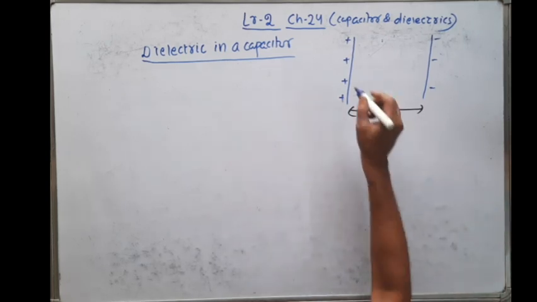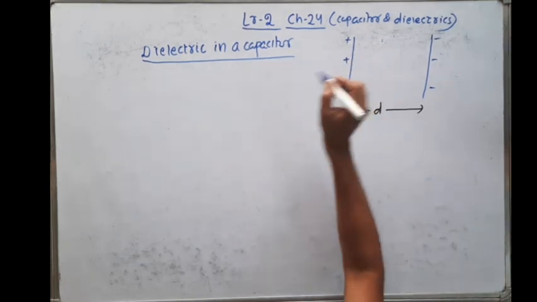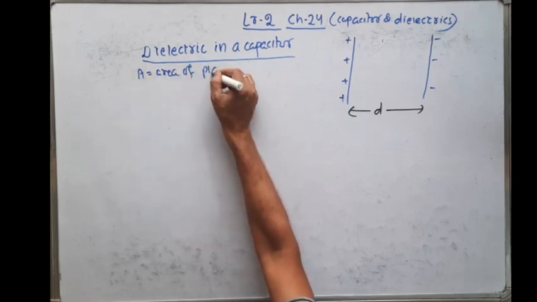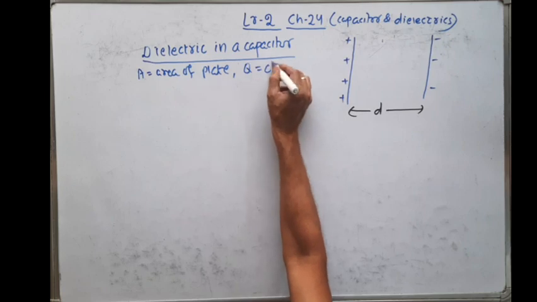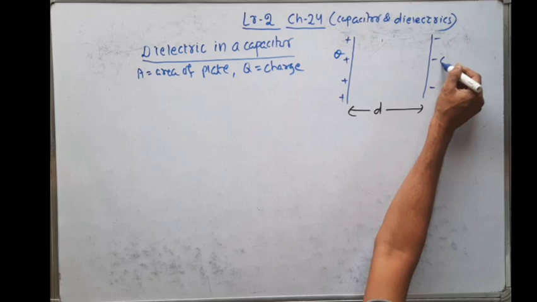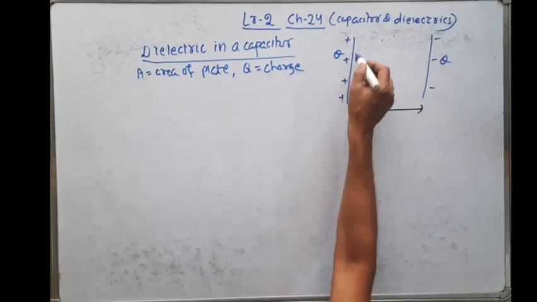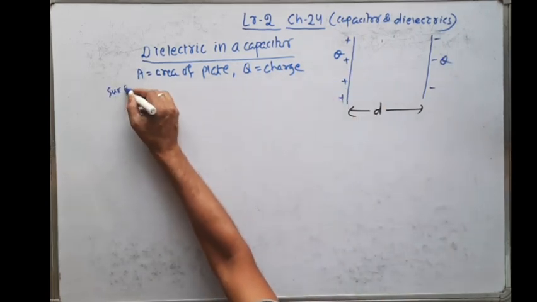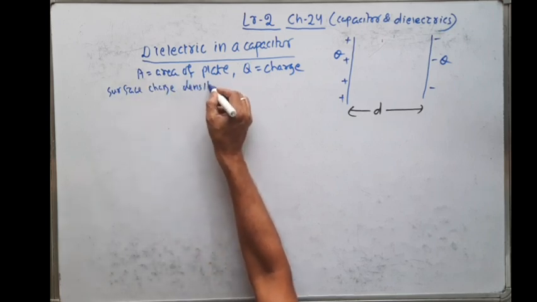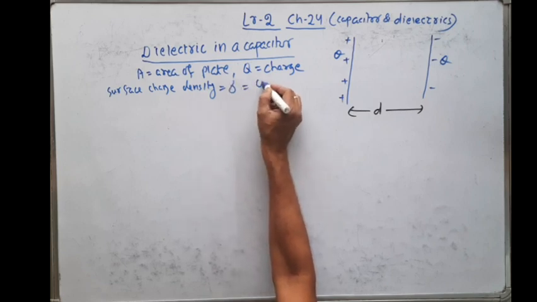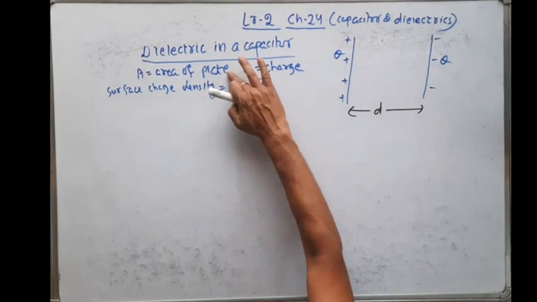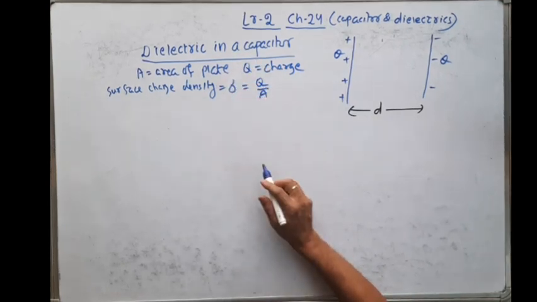Now let the area of the plate be A, and Q is the charge on the plate. So this is plus Q, this is minus Q. So what is the surface charge density? We can write surface charge density, sigma, is equal to the total charge distributed per unit area, coulomb per meter square. So this is your surface charge density sigma.